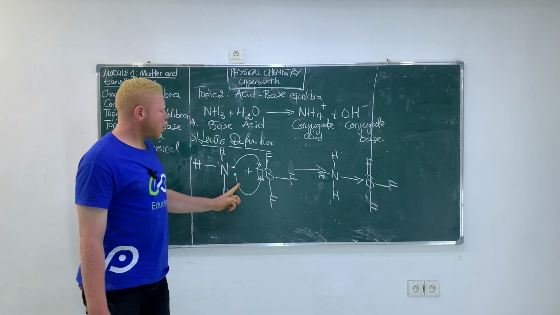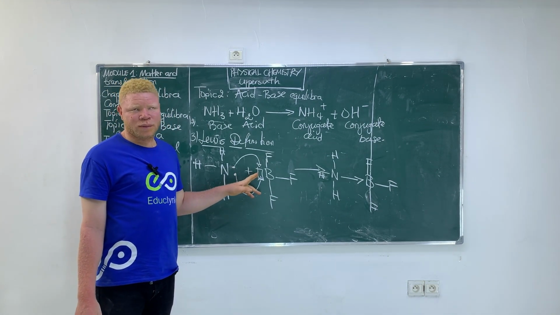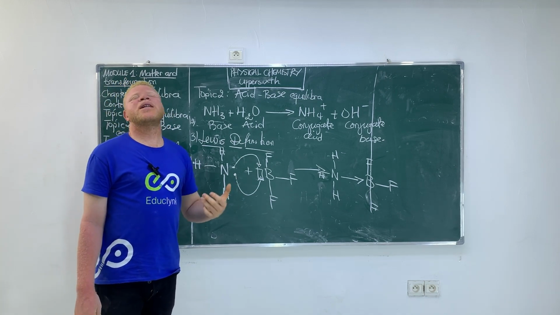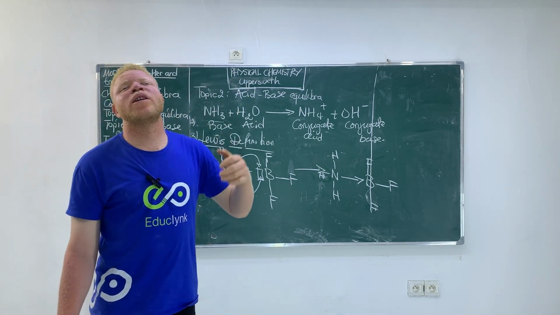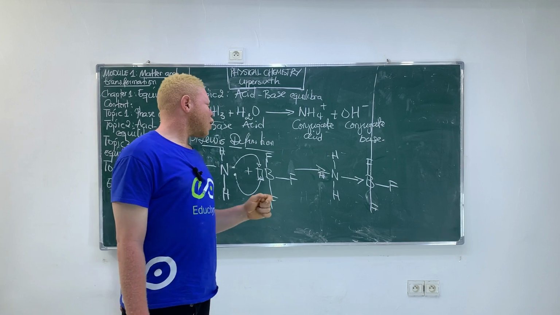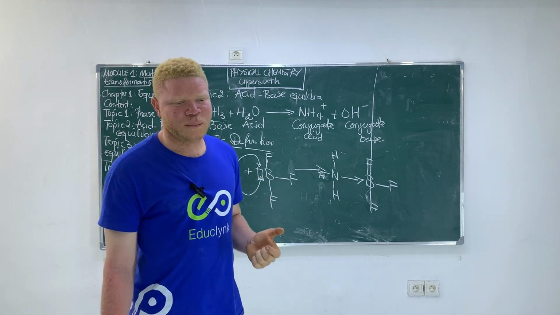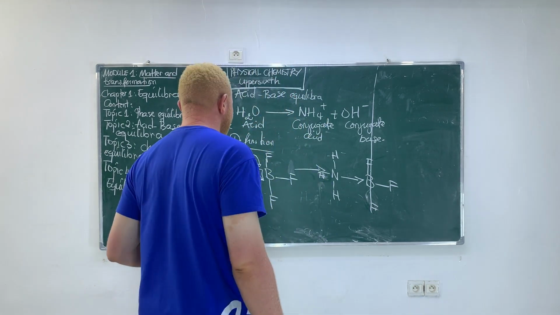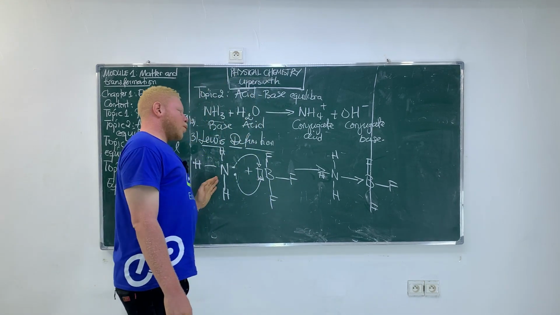Ammonia has lone pairs of electrons. These electrons are donated to boron. In this case, ammonia is acting as a Lewis base. A Lewis base is an electron pair donor. So ammonia is donating a lone pair of electrons. Boron is accepting the lone pair of electrons. So boron is accepting electrons, and ammonia is donating electrons.